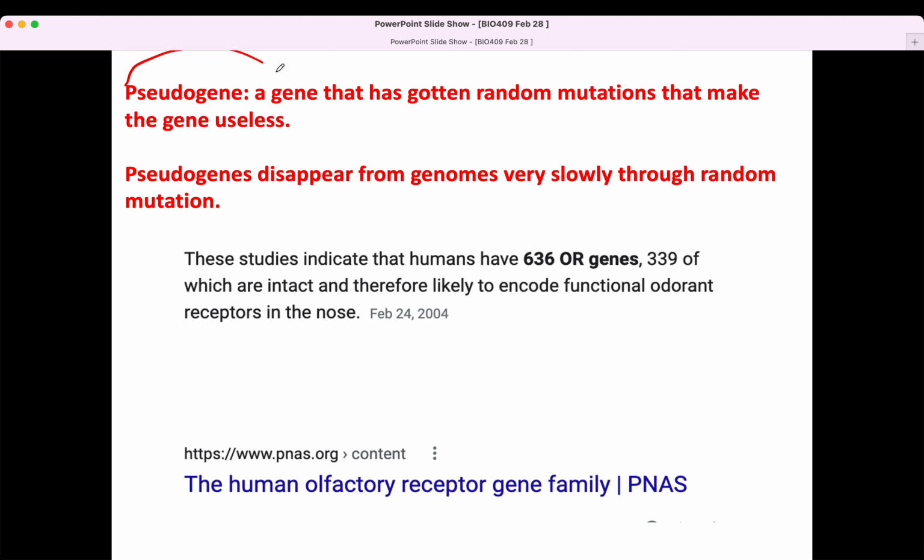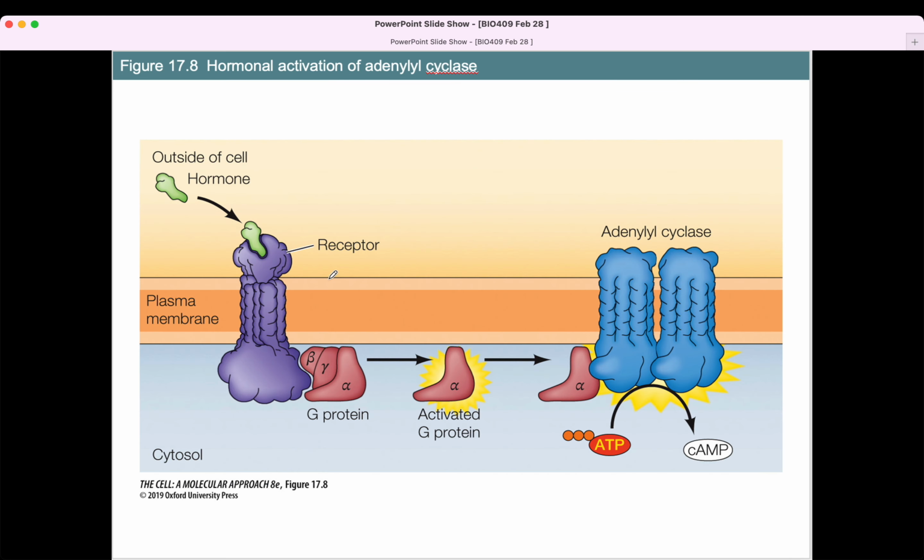And that's called a pseudogene. You can still find the gene. It still has the sequences that allow you to find it, but then you can also find that it has picked up mutations that make it defective. And pseudogenes just randomly kind of slowly disappear as we pick up mutations. So just a term and concept in the setting of G protein coupled receptors.